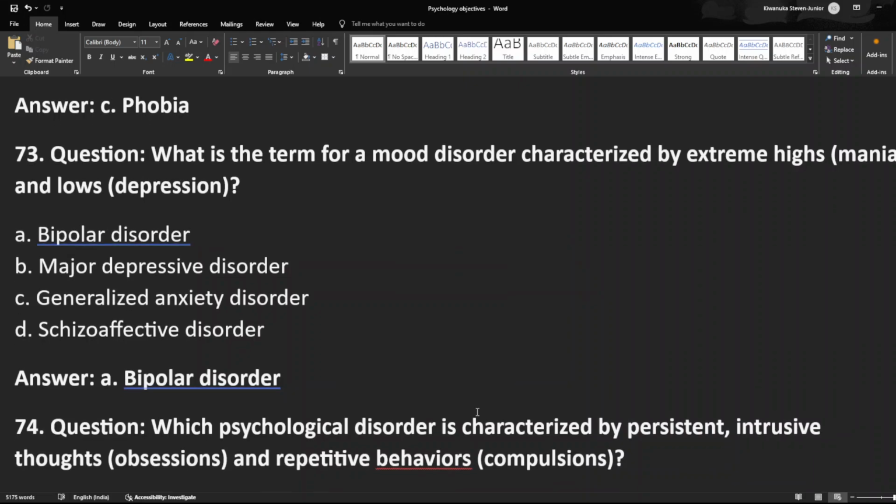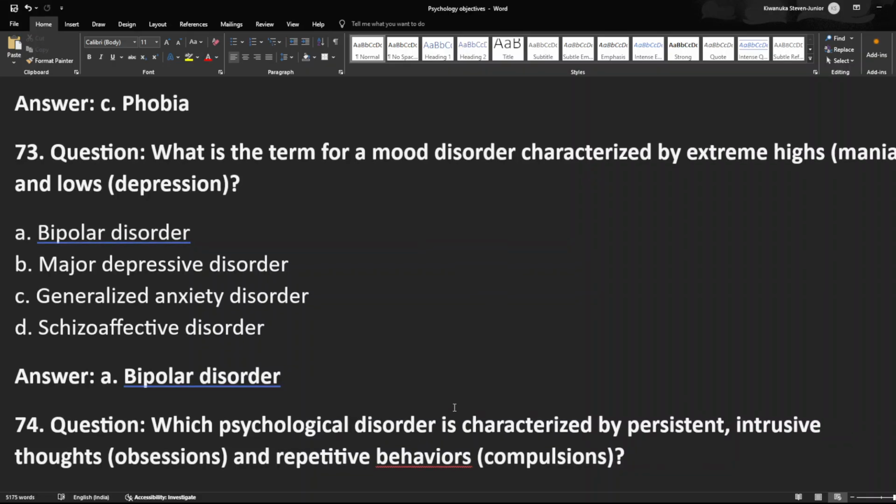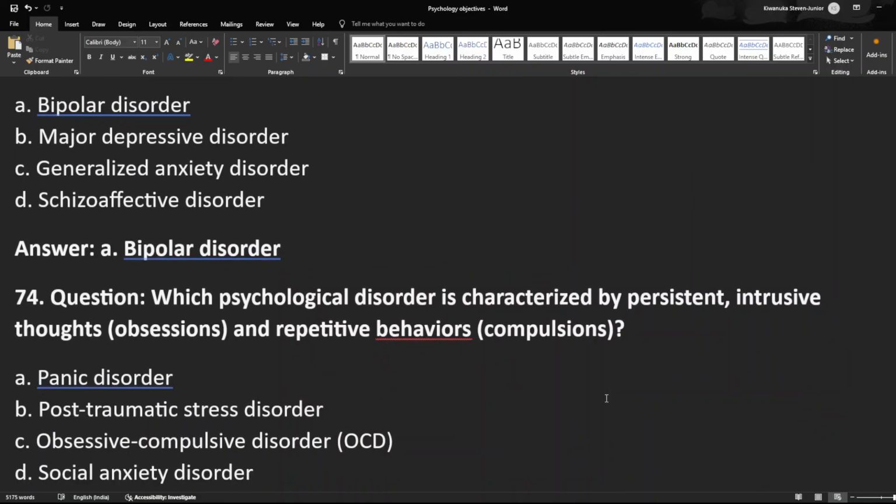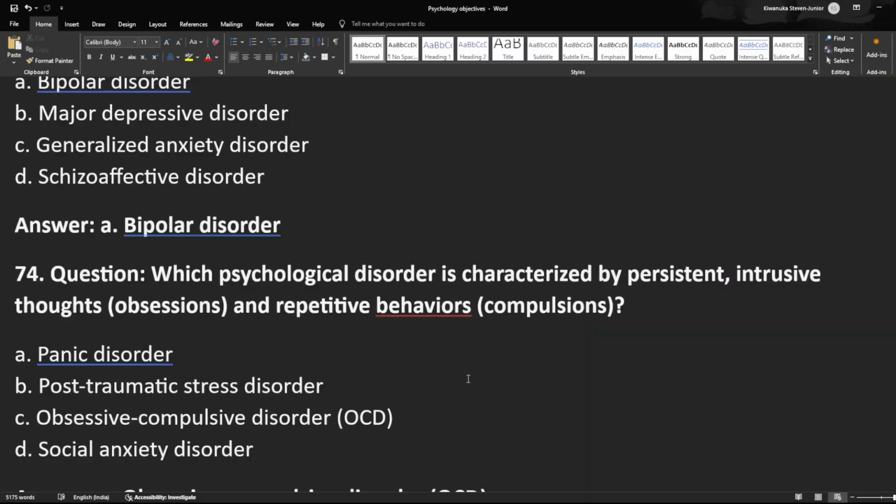Which psychological disorder is characterized by persistent intrusive thoughts and repetitive behavior? This is common in ladies. Maybe they are thinking about somebody persistently and repetitively. Think about that guy, and that guy, and we say you are possessed, you are obsessed. So it is obsessive compulsive disorder, OCD.